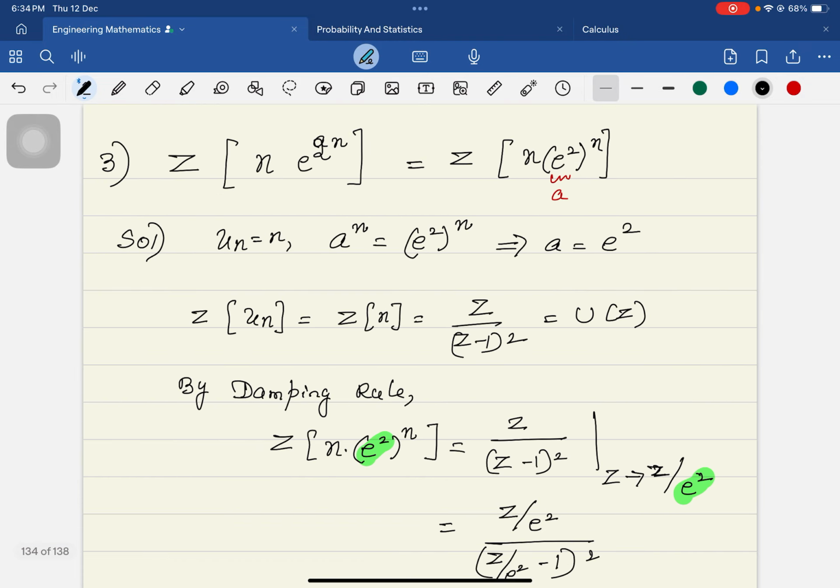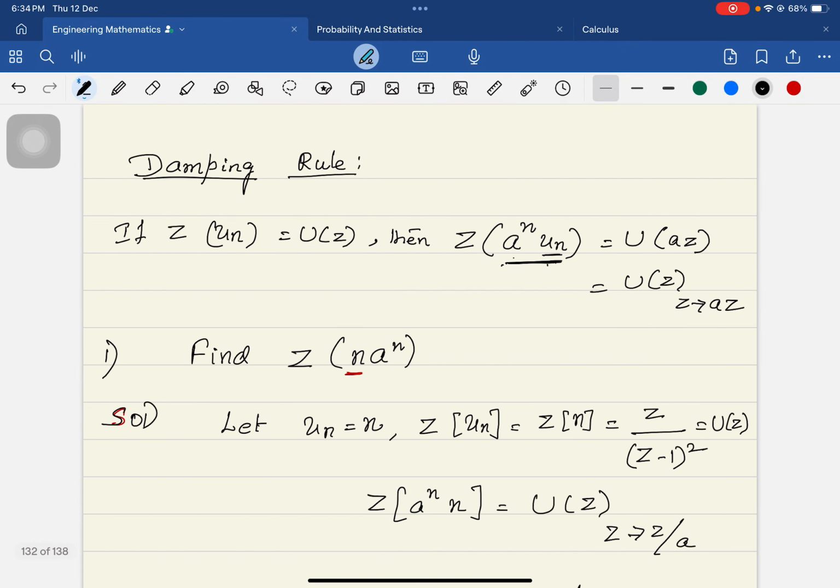That's it. It's a very simple property where whenever you have the product with a power n with the function un, then immediately identify un, find u of z, replace z by az. That's it. If you just learn this one, then you will understand when the power is minus, whatever. But remember this particular formula, it's very easy to do the problems. Don't get confused. Thank you.